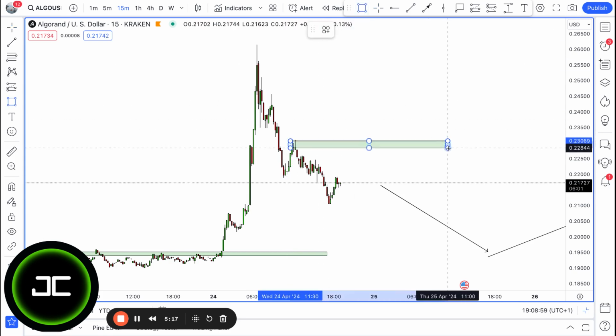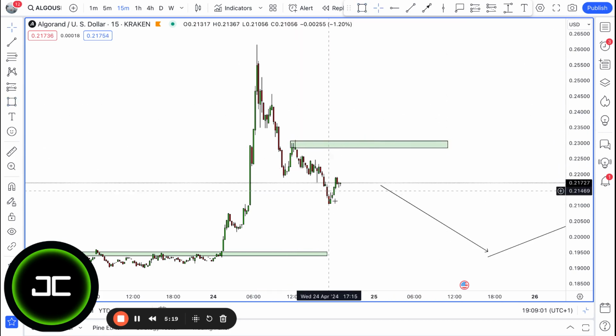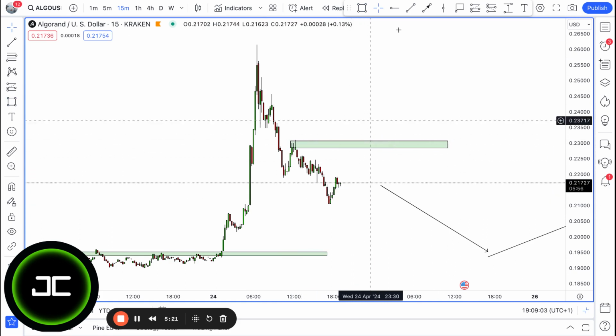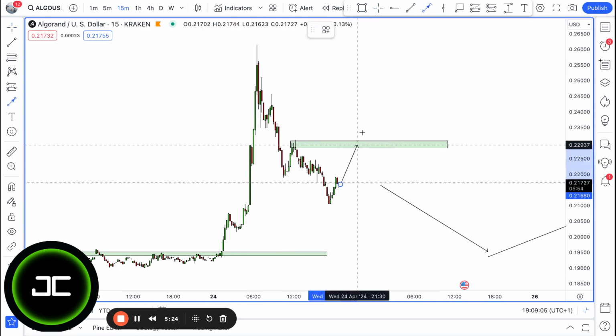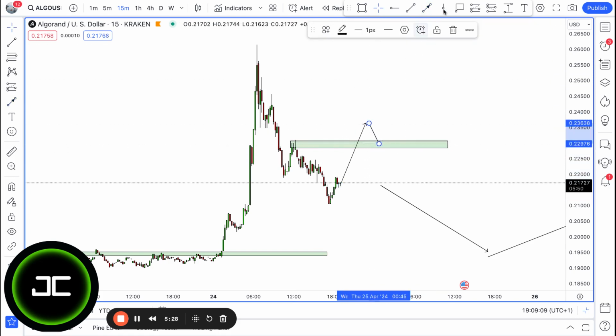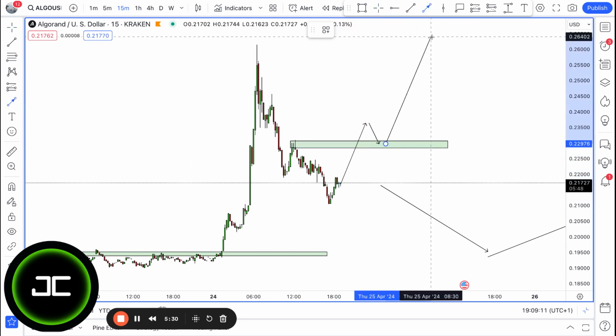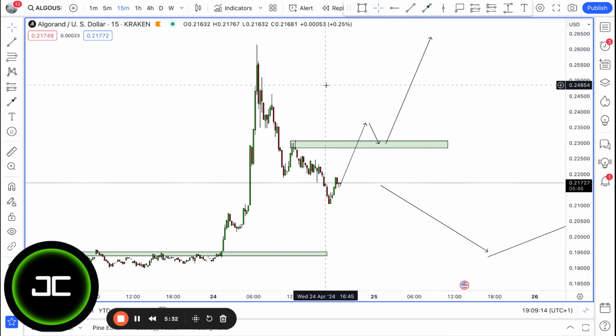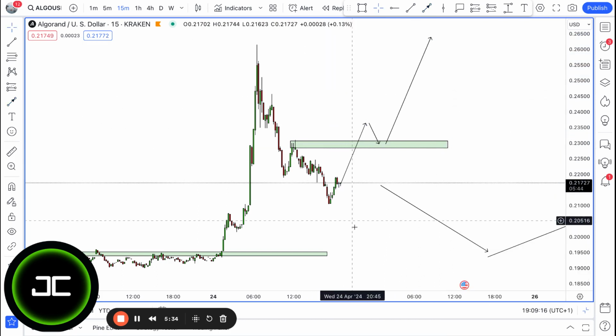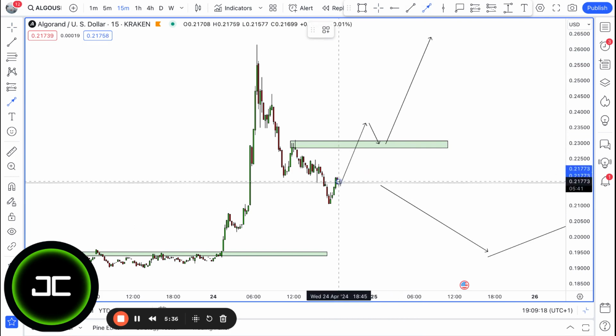It's not the easiest structure to read. For me, I'd want to see, in this case, if we just pushed all the way back up, a break of this level from here. That would give me confidence that we're going to start pushing back up, and then you'd be looking for something like this.